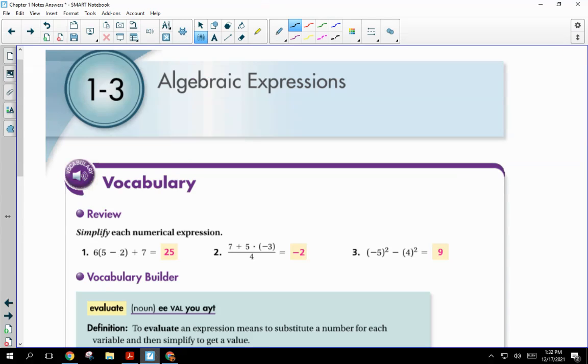Hello, class. This is Mr. Weckesser. This is 1.3 Algebraic Expressions. If you remember, in 1.1, we discussed expressions before, and these are usually numerical and algebraic. We'll talk about those in a second.